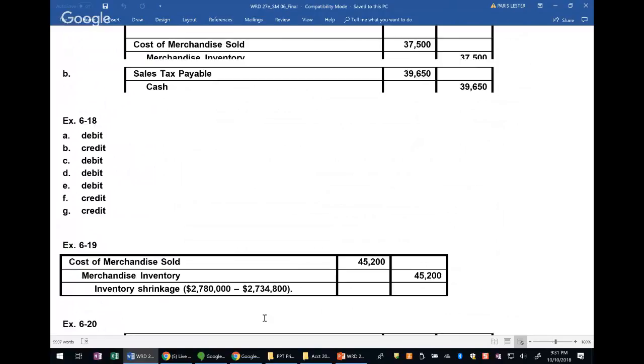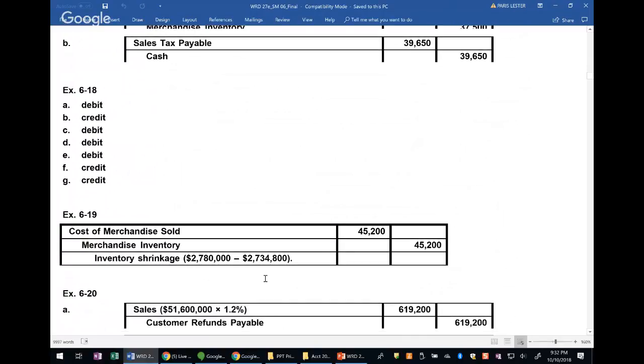Look, estimated percent of refunds for current year sales is 1.2%. So all you had to do is multiply 51,600,000 by 1.2, and what did you get? $619,200. They take that out of sales and they credit customer refunds payable. All right, so they got 619,000 set aside to refund people who return items. So that's when they will debit customer refunds payable and credit cash or credit your accounts receivable.